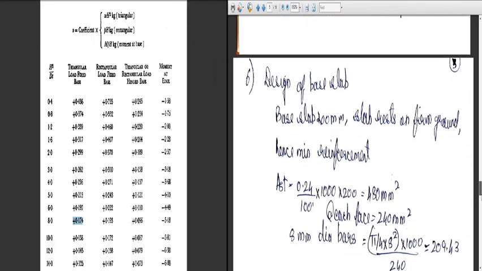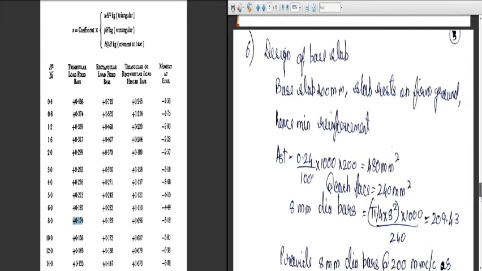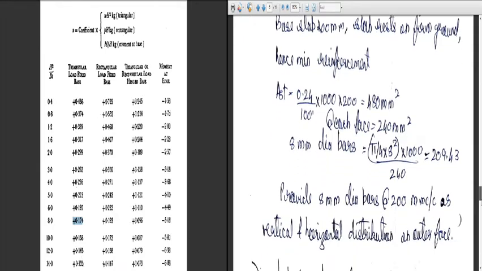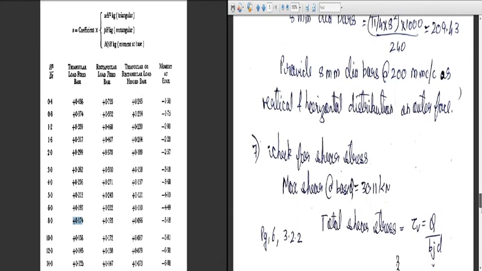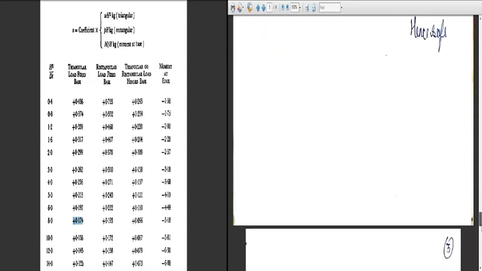Then we designed the base slab, which is of thickness 200 mm and which rests on a firm ground. For minimum Ast, we provided 8 mm diameter bars at 200 mm center to center as vertical and horizontal distribution on the outer face. Shear stress was checked and it was safe.